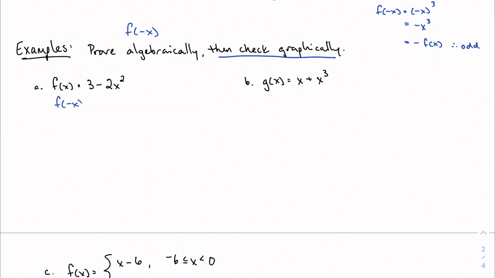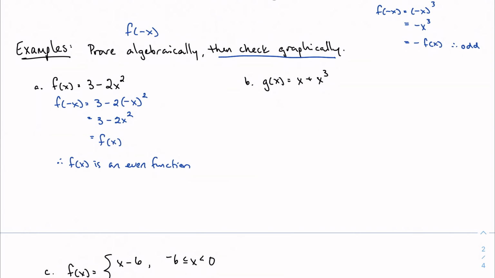So if I plug in negative x, and then I simplify, I'm going to get 3 minus 2x squared, which, as you can see, is exactly the same as f of x. So therefore, f of x is an even function.